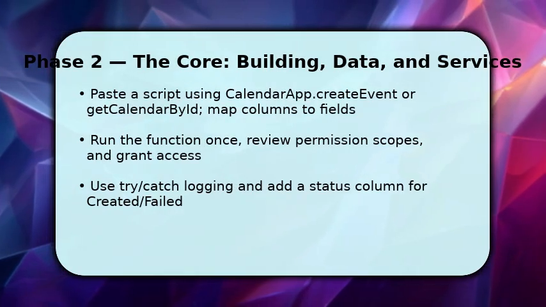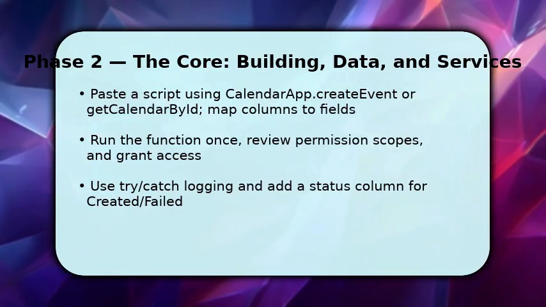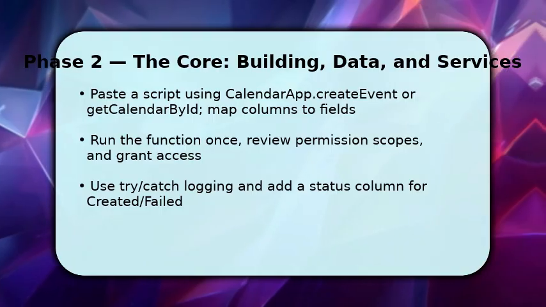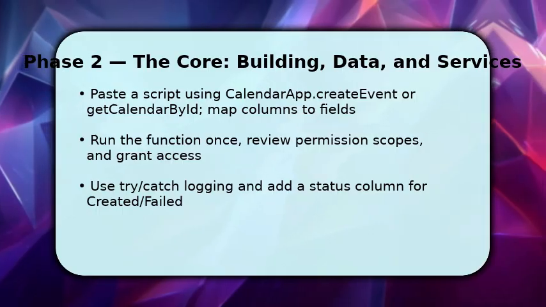Next, paste a script that reads each row and calls CalendarApp.getCalendarById(calendarId).createEvent(title, new Date(start), new Date(end), description), mapping sheet indices to the right fields.